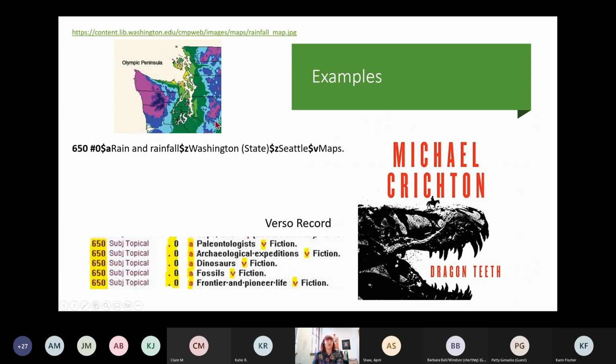We have another, and it goes from larger to smaller. So Seattle is the specific area of Washington State that is showing rain and rainfall in the way of it being a map. V is for that form, or not really genre, but form, I think, is the terminology. So this right here, it's a map of Seattle, which is in Washington State, and it's of the rain and rainfall, which is a Library of Congress subject heading. Down here in our Verso record, once again, we have Library of Congress subject headings. You'll notice there's no subfield two. There is a V for fiction, and it's paleontologists.